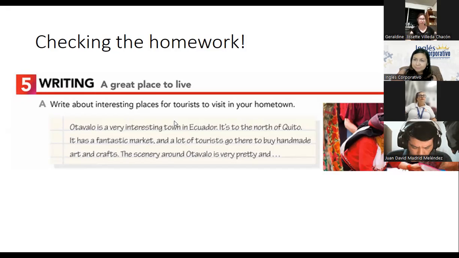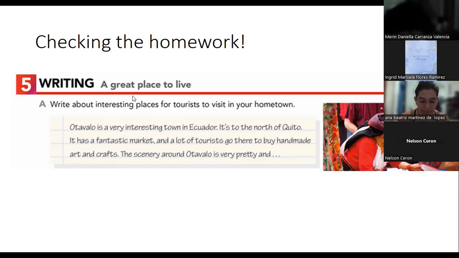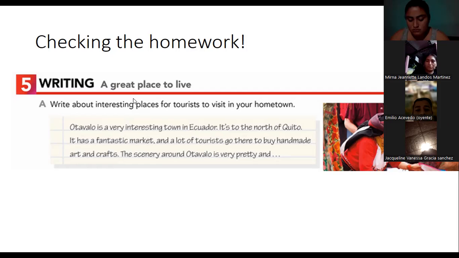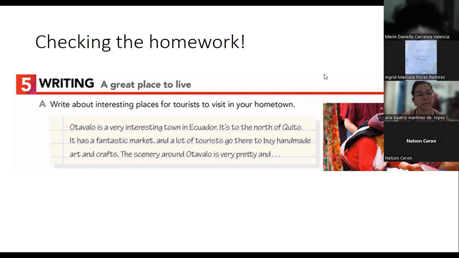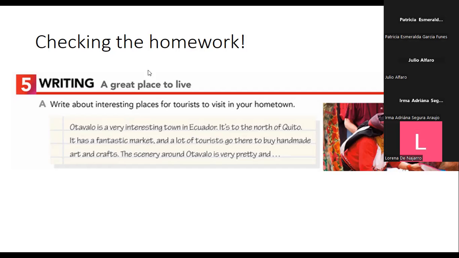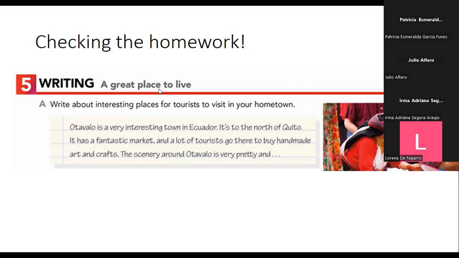One more person? One more volunteer to share the paragraph about the interesting places for tourists visiting a city or hometown. Just one more. Mary and Daniela, do you have the paragraph? It's a little short. But... Don't worry, go ahead.